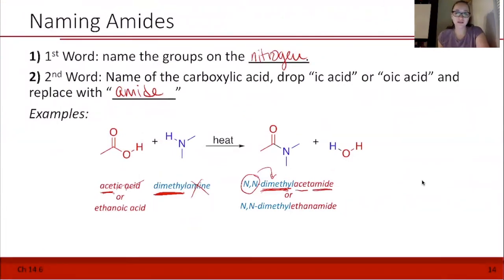We can also do this with common names. We take our common name from our carboxylic acid, which is what we just did. We could also do IUPAC names. Ethanoic acid is also the name for acetic acid, and you do the same thing, and it would just be N,N-dimethyl ethanamide. See how that's a little harder for me to say. I'm used to the common names, not the IUPAC names. Acetamide is easy for me to say because I hear it all the time.